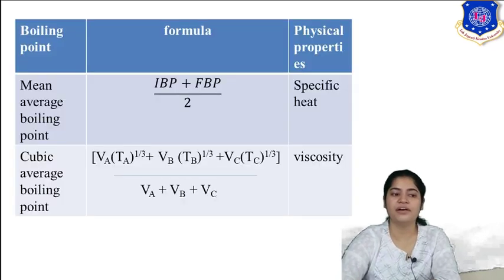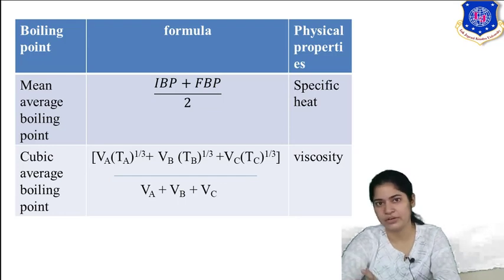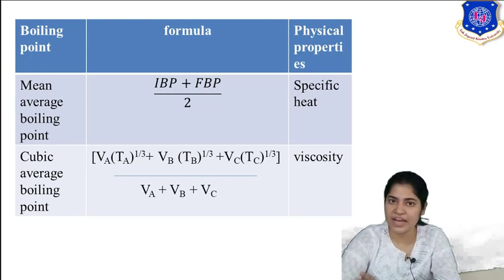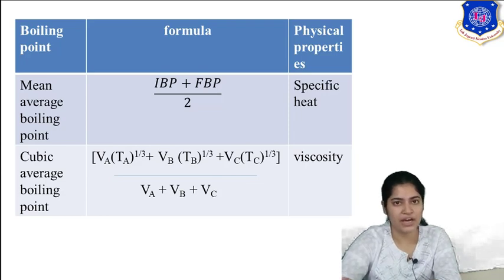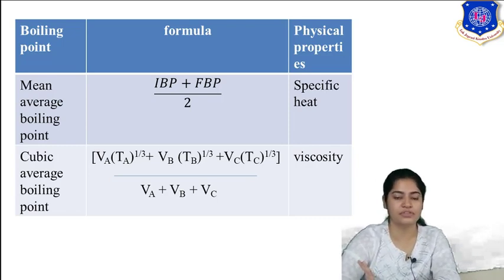Now, other forms are mean average boiling point and cubic average boiling point. The mean average is the mean of the initial boiling point and final boiling point. We find IBP and FBP using the other analyses like ASTM, EFV, TBP, and take the mean of those two to get your mean average boiling point. It is used for specific heat. Similarly, you have cubic average boiling point: the volume of the A cut times the cube root of the temperature of the A cut, and this is done for the different cuts. That is used for viscosity.